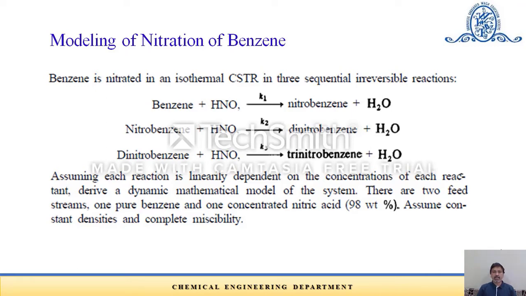Assuming each of the reactions is linearly dependent on the concentration of each of the reactants, we have to derive the dynamic mathematical modeling of this system. There are two feed streams. One is pure benzene and one is concentrated nitric acid, that is 98 weight percent. So assuming constant density and complete miscibility, we have to derive the different modeling equations for this system.